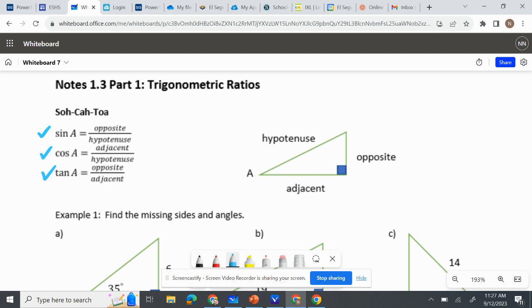Now, how can we tell the sides? Well, if we look at angle A, our opposite side is always directly opposite the angle. Our hypotenuse is always directly across from the 90-degree angle. So that leaves that other side to be the adjacent side.